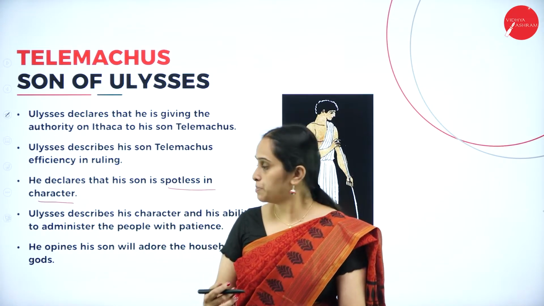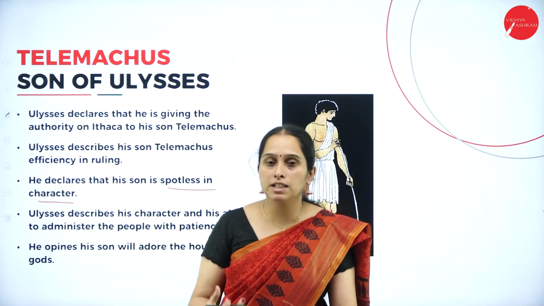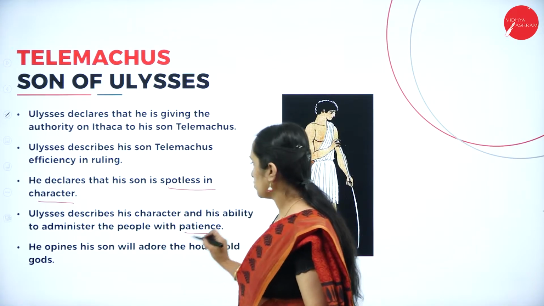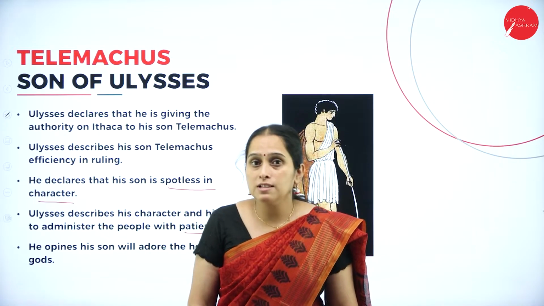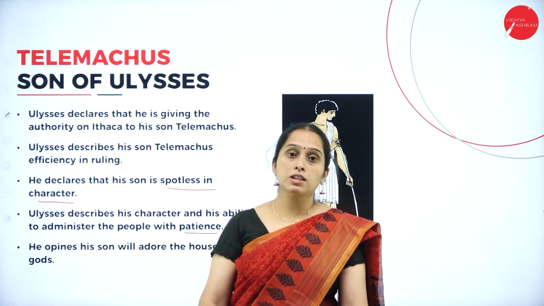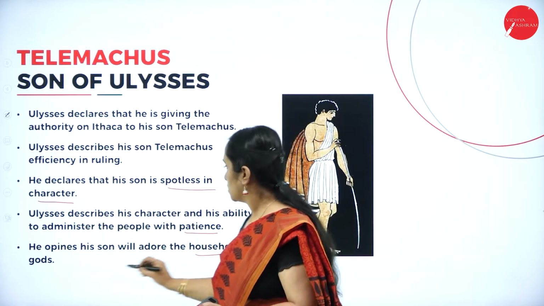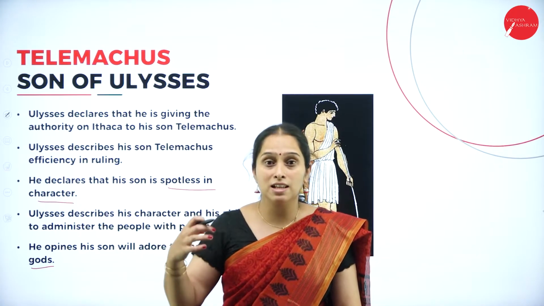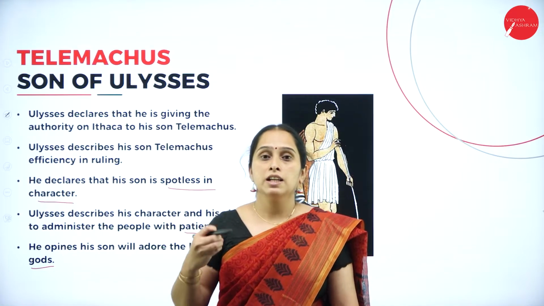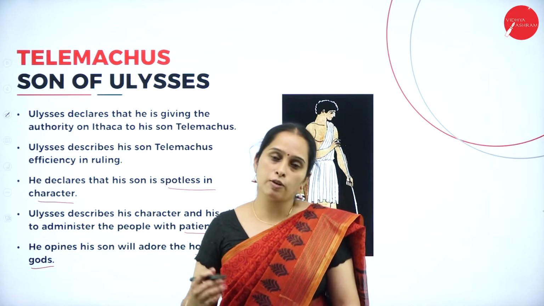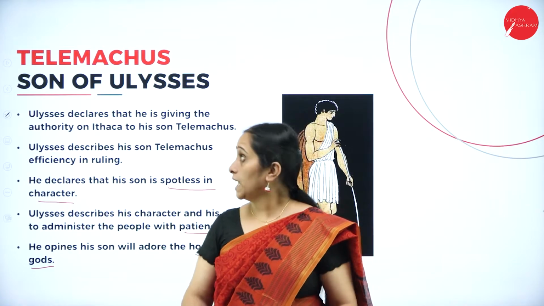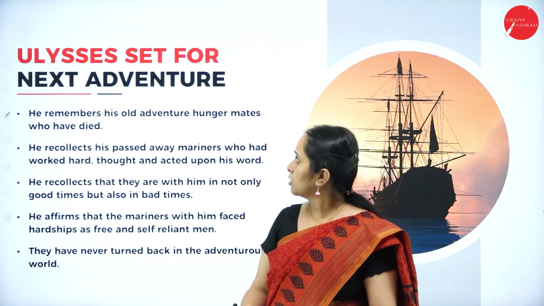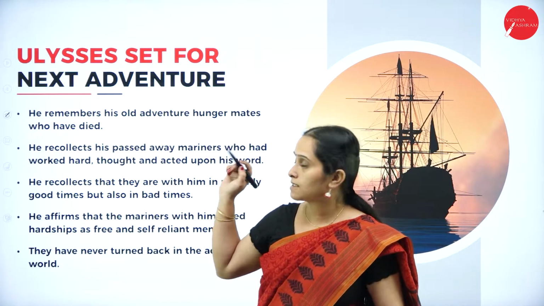Again, Ulysses describes his son's character and his ability to administer the people with patience. Then he opines his son will adore the household gods. So here you can see that Ulysses trusts his son very much and he knows that he is capable of taking care of the people of Ithaca. So he gives the authority to Telemachus.